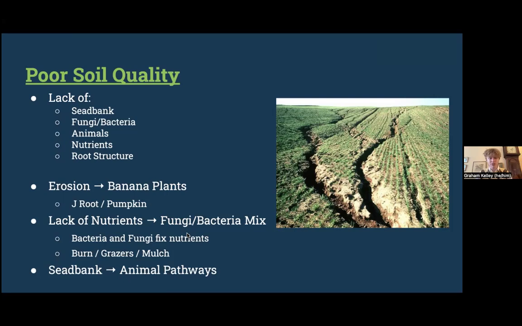As for lack of nutrients, there's a fungi and bacteria mix. I think that's my favorite part of syntropic farming, because it kind of substitutes what fertilizers would do, but it does it in so much more of a specified way with so many fewer unknown consequences.